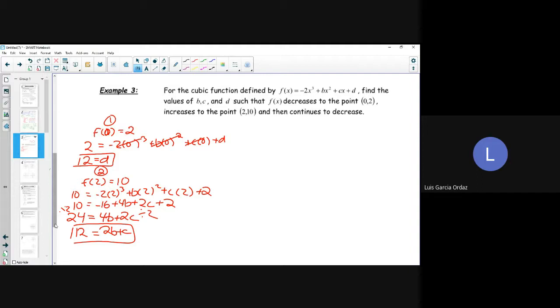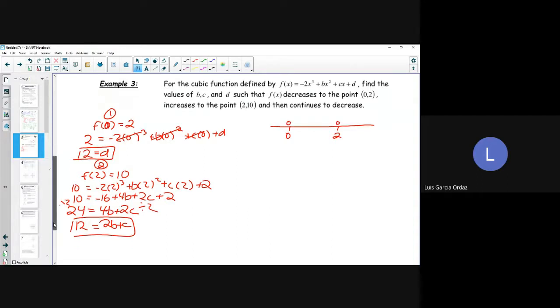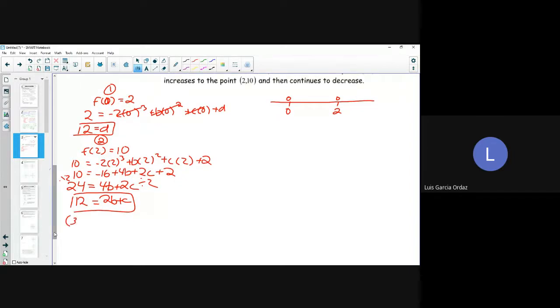So I know, based off of my description of my graph, that my f prime of x has to be 0 at these points because it's either increasing or decreasing. So based off the information, I know that it's decreasing from the point 0, 2. And it increases to the point 2, 10, and then continues to decrease after that. Which means I'm going to be decreasing and then increasing.